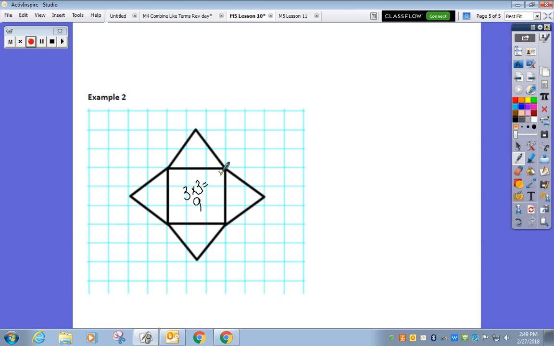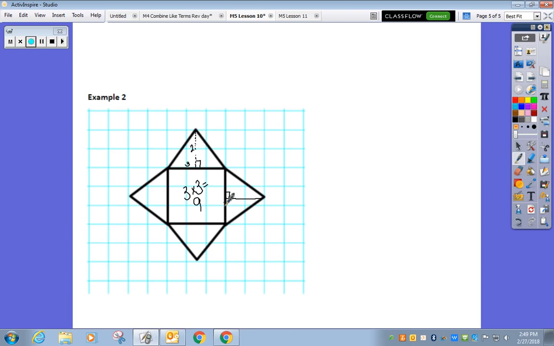So I'm going to use this as my base, this as my base, this as my base, and this as my base, because I can take my base and draw a line to the opposite vertex at a right angle. So the base here is 1, 2, 3, and my height is 1, 2. Okay? On this triangle, again, from the base to the vertex, forms that right angle.